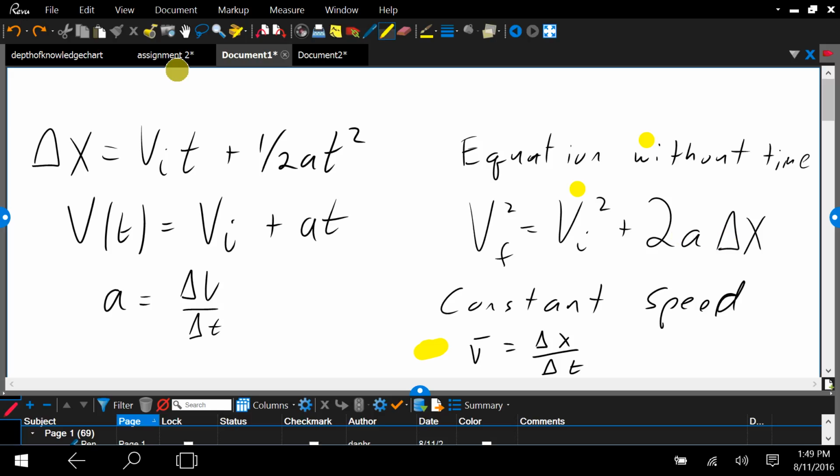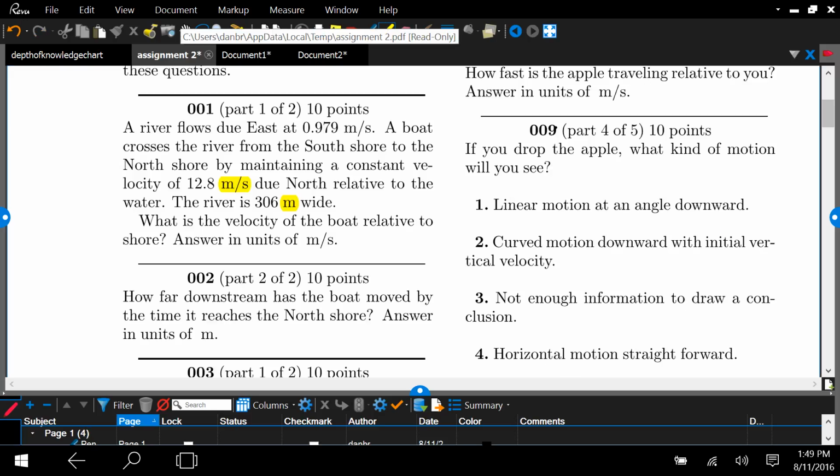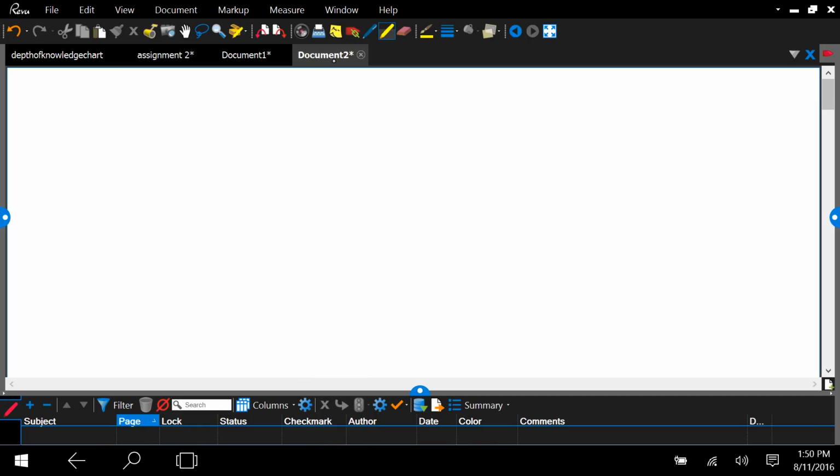Let's go ahead and take a look back at the assignment and then solve something here. So first problem here, we have a river that's flowing east at a certain speed, and a boat crosses the river from the south to the north, and it maintains a constant velocity of 12.8. If the boat was to point straight across the river, then it would not actually move straight north.